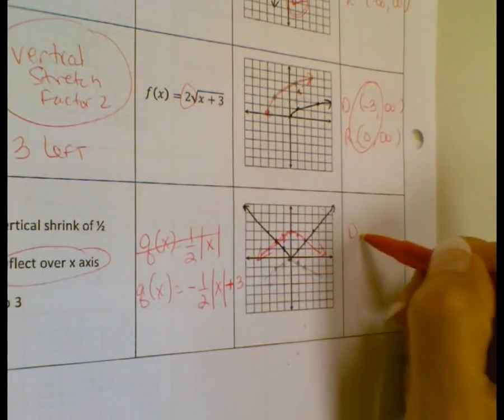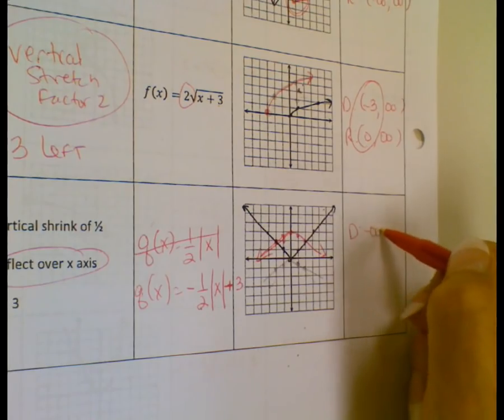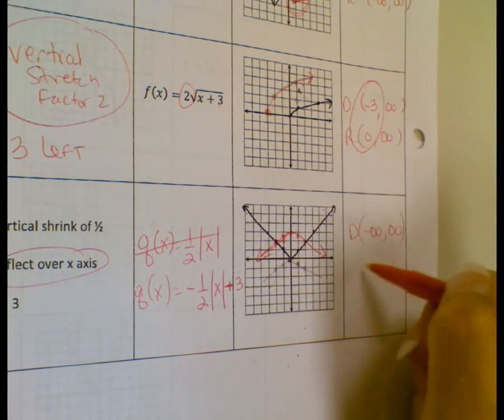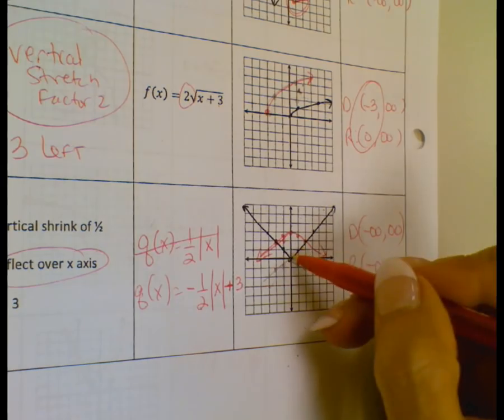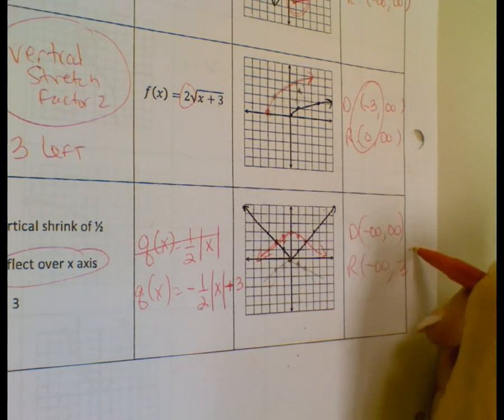So your domain is how far left does it go? Right? Range, how low does it go? -infinity. How high does it go? 3. Is that 3? 1, 2, 3. 3. Bracket.